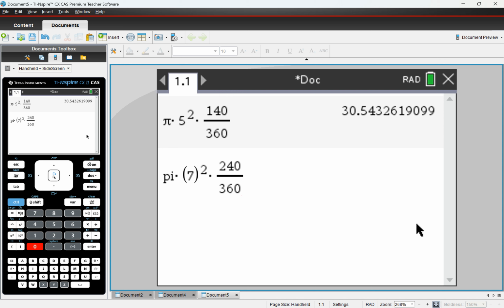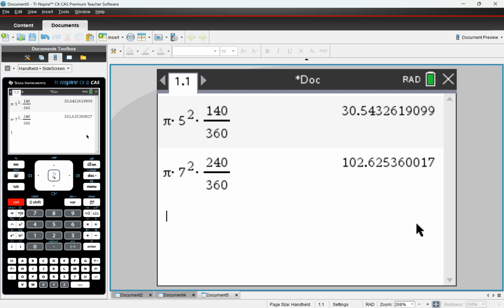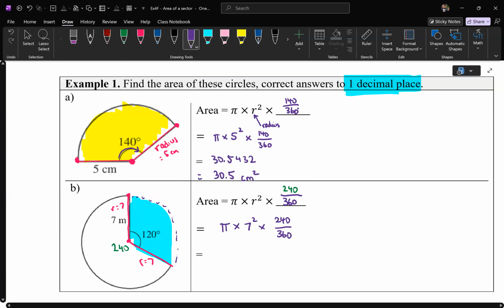3, 2, 1. You should get 102.625. Did you get that? Hands up if you got that. Good. Means you're typing on the calculator correctly. Well done. Very good. To 1 decimal place, so it should only be 102.6. Squared meters. Very good.